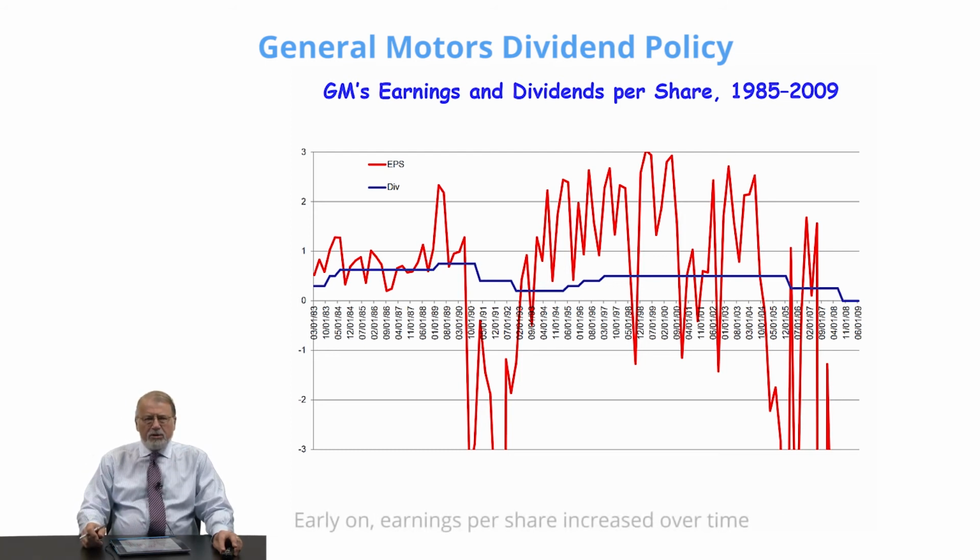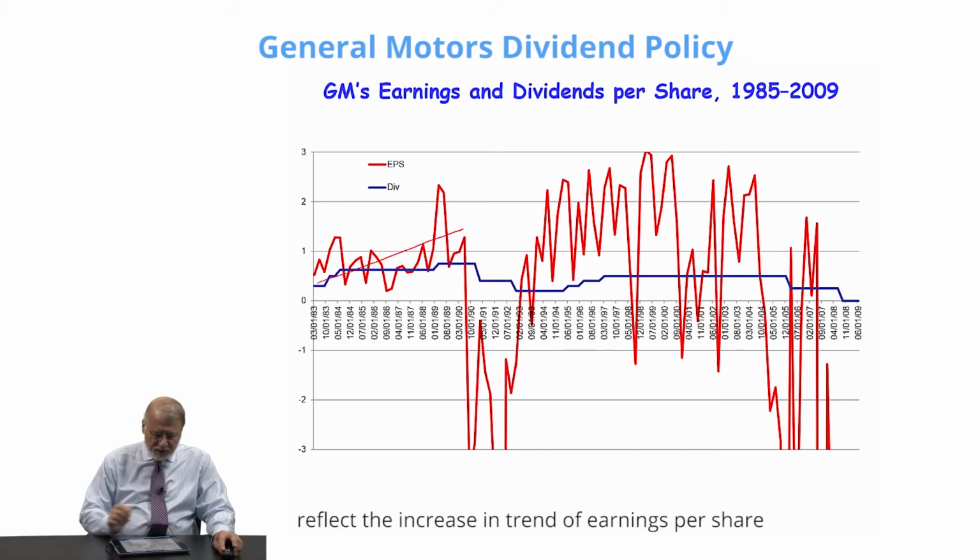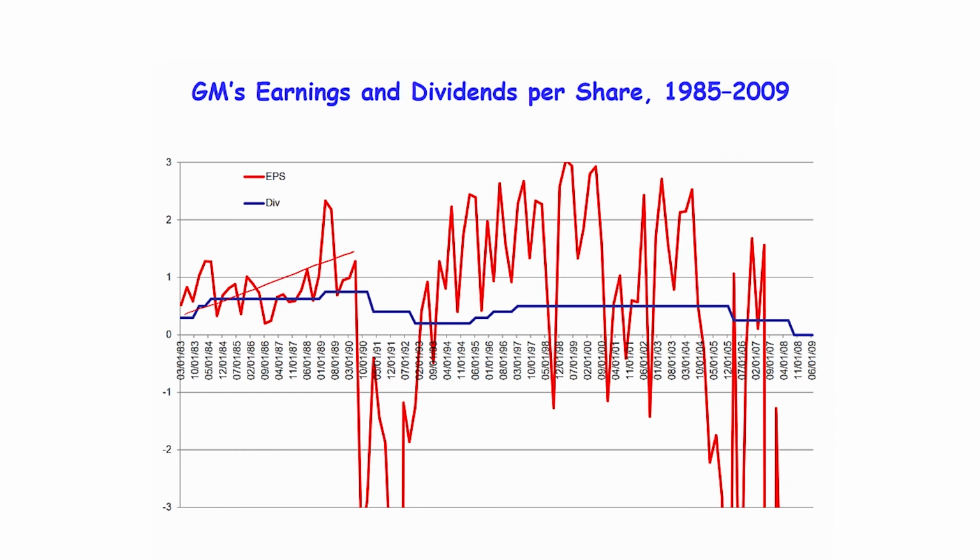Earlier in the sequence, earnings per share increased over time, and the company moderately increased the dividend to reflect the increase in the trend of earnings per share. This is this part of the graph. After that, in the early 90s, earnings per share were negative, and the company reacted by decreasing the dividends during this period of time. Earnings per share then became positive again, with a slightly positive trend. This has been reflected by a moderate increase in the dividends.